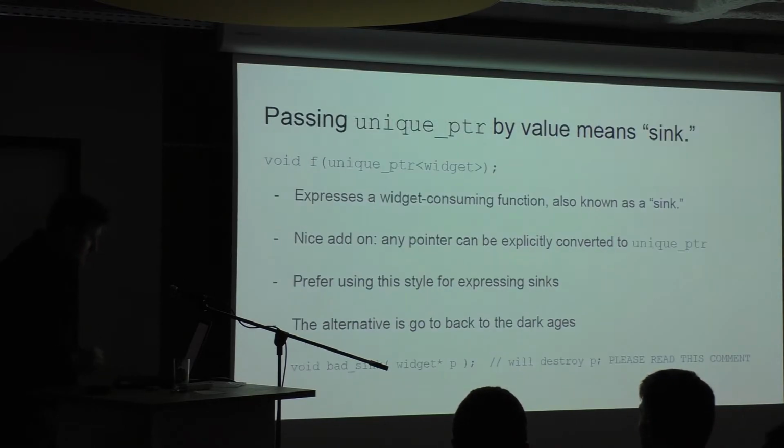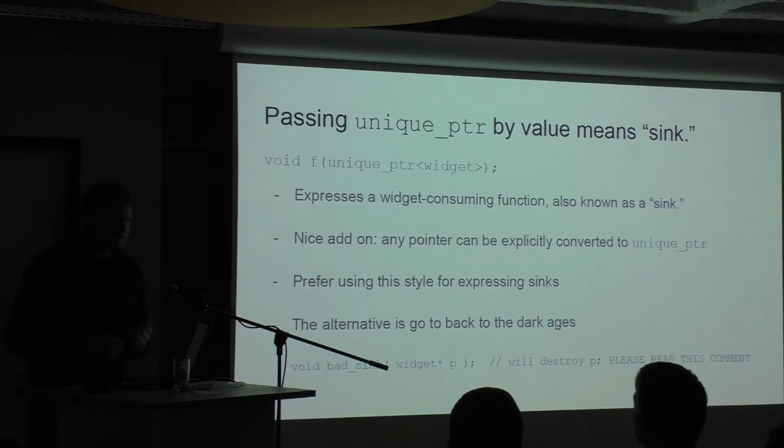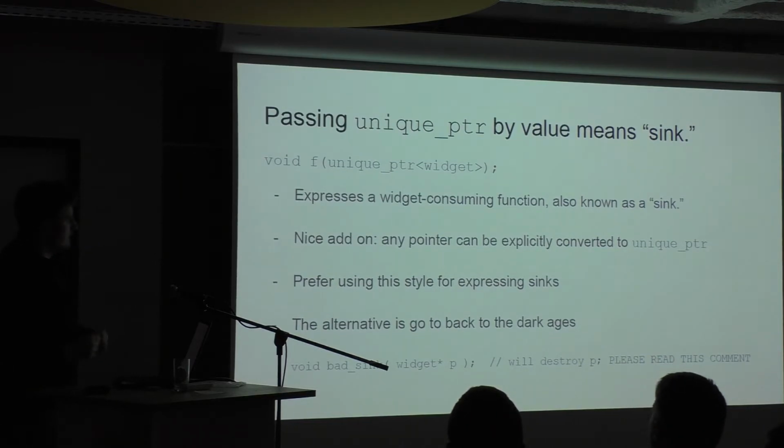All right, so when would we like to use something like a unique pointer? This function should basically mean that this function is a sink. Something like a black hole where things just disappear and cannot be used afterwards, after the function is called.